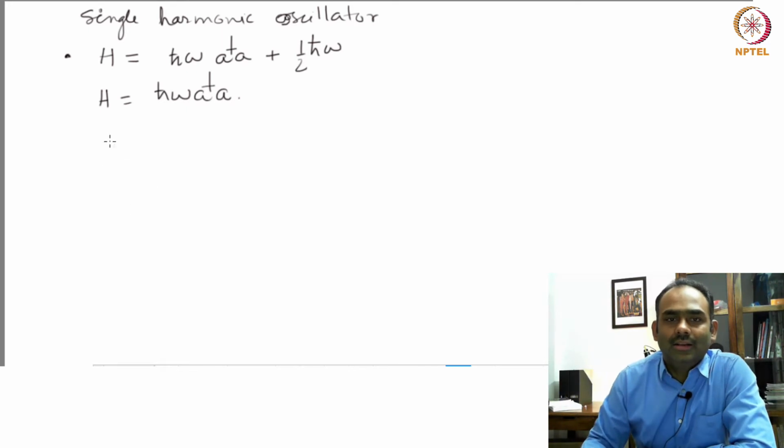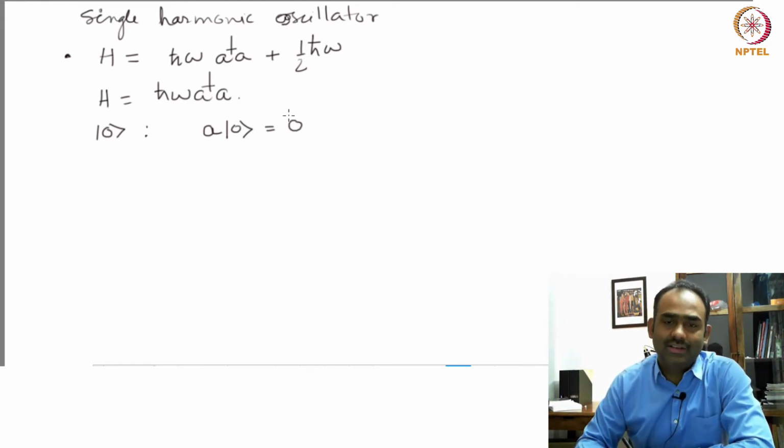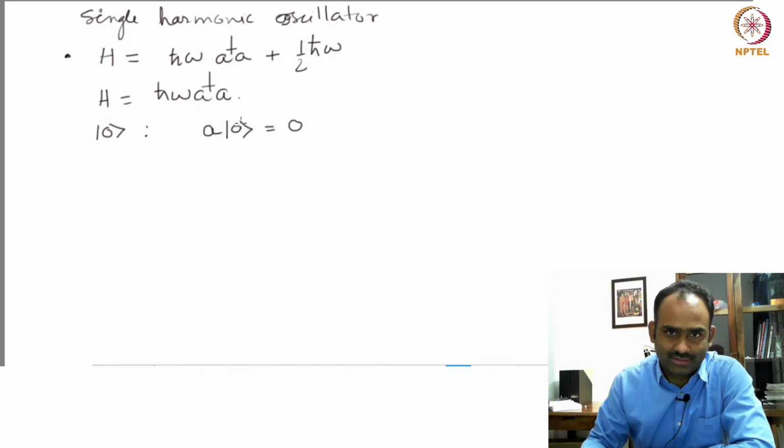Okay. Now you define a state ket 0 by saying that this state is such that if you take the operator a and act on this, then it annihilates it. Okay, that's the definition of the ket 0. Okay, this ground state, this ket 0.